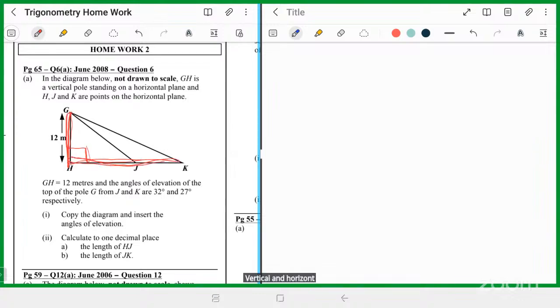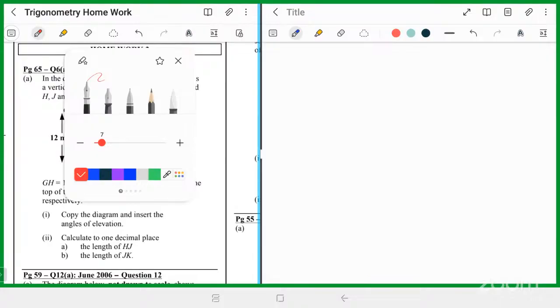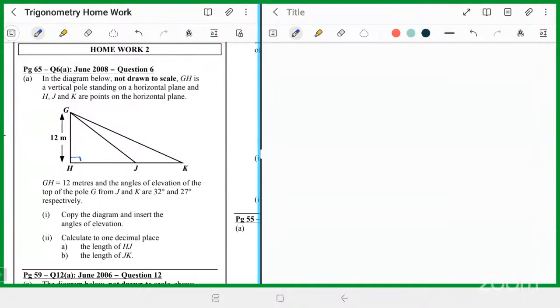meet at 90 degrees. So right here is 90 degrees. That's a right angle triangle, and that's another right angle triangle out here. Two of them. It says the horizontal plane is HJK, and GH is 12 meters. That's here, the height of the pole. It's 12 meters.